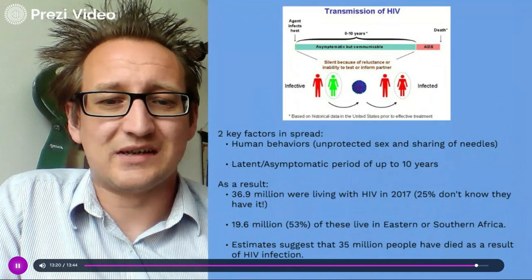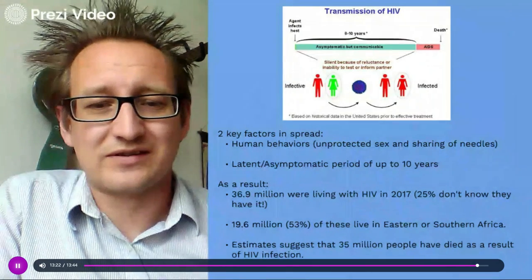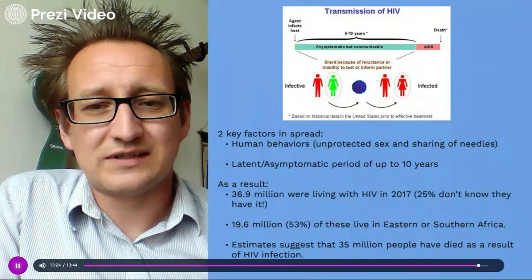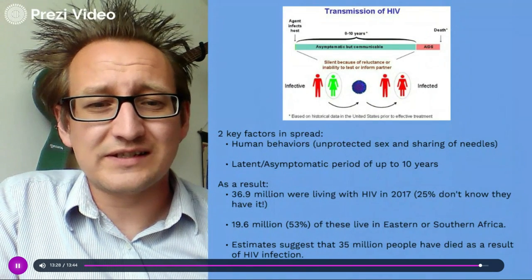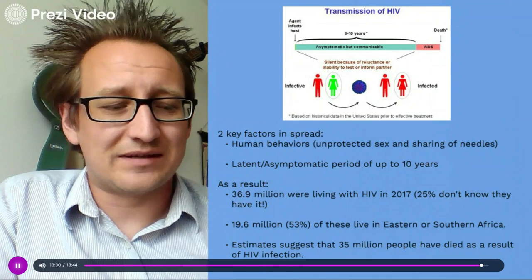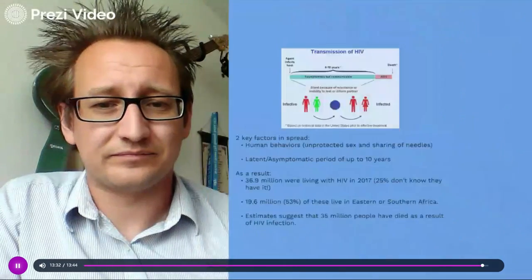Estimates have suggested that around 35 million people have died as a result of HIV infection. So you can see that zoonotic jump essentially has led to really devastating impacts on the human population.